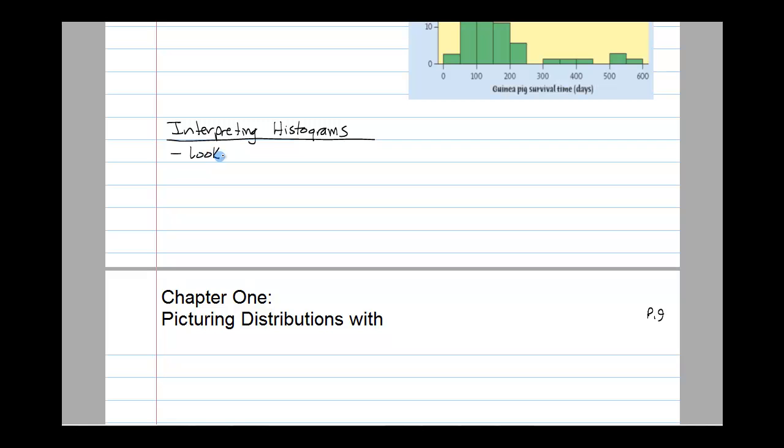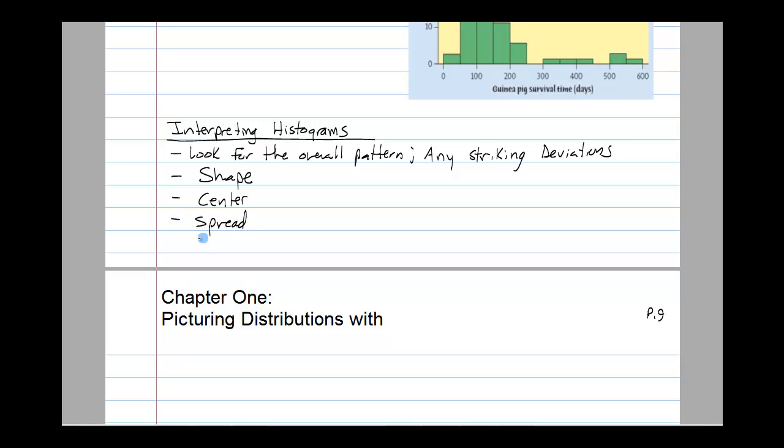and then also look for whether or not there are any striking deviations. Sometimes there's a slight deviation, but really we're interested in the ones that are extreme deviations. And then we talk about the shape, and we talk about its center, and then we talk about spread, and these striking deviations would be possible outliers. So those are usually the things that we look for.